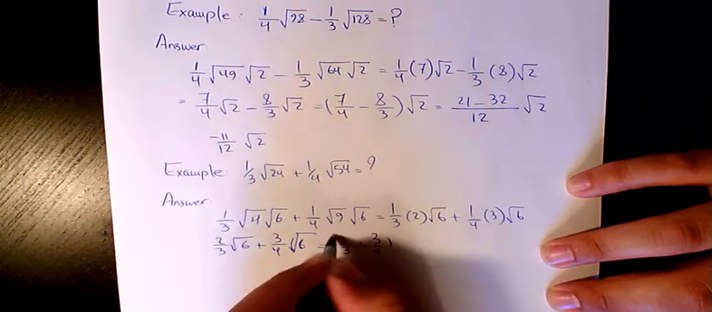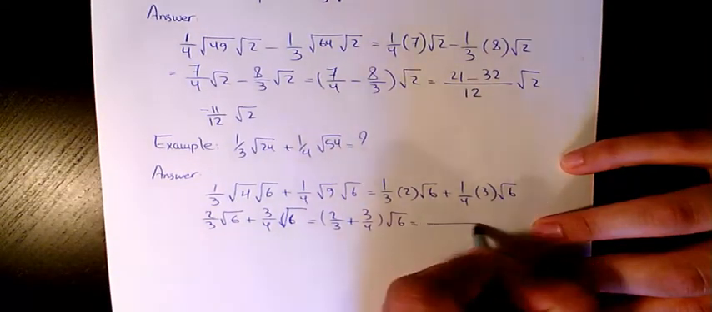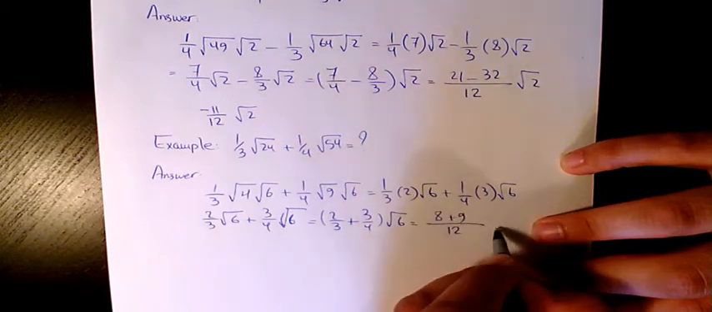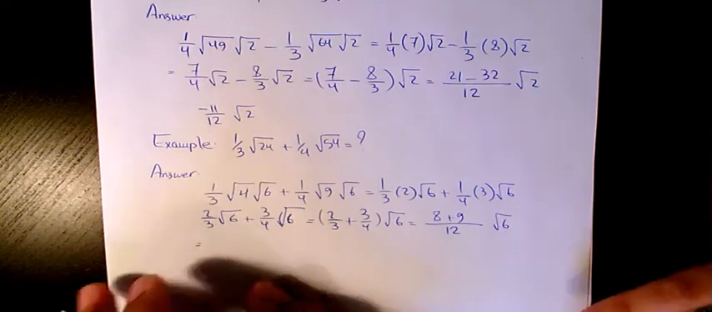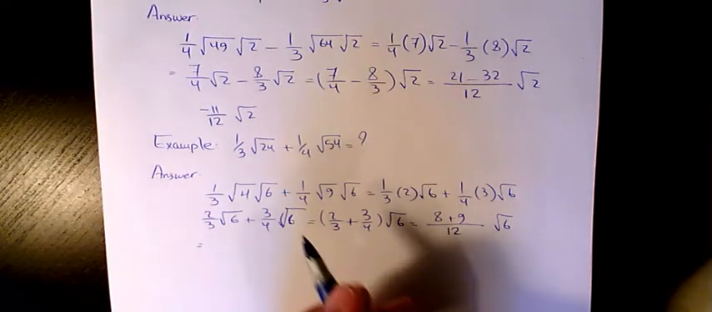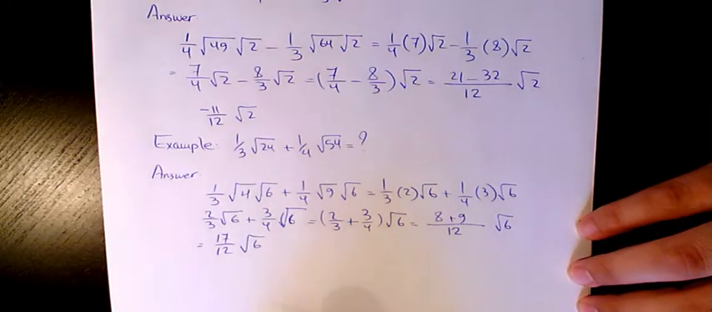We add them. We need to have common denominator, so it's going to be 12, 8 plus 9, 6. That makes it 17 divided by 12 root 6.